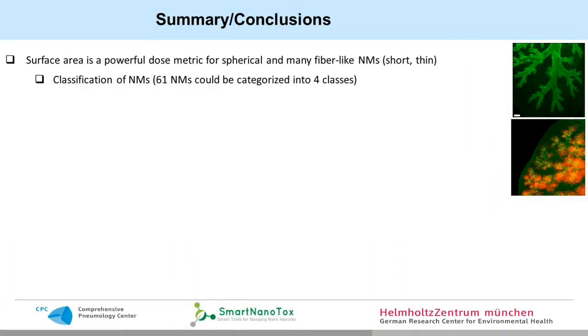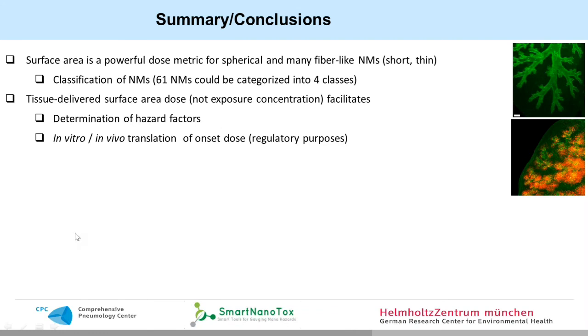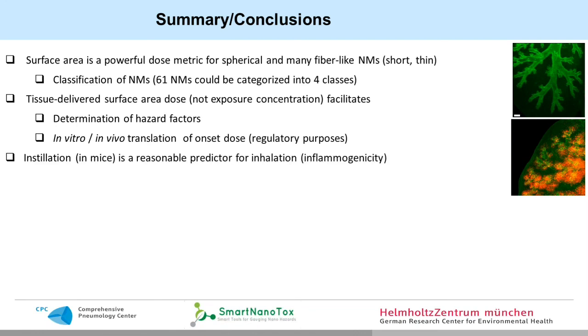So in summary, surface area is a powerful dose metric, not just for spherical, but also for many fiber-like nanomaterials. If you do it based on this dose metric, many of the materials just look alike in terms of inflammagenicity. And the delivered surface area dose facilitates the definition of hazard factors. We had these 4 different hazard classifications based on hazard factors. And once you have the tissue delivered dose, you can also translate from in vitro to in vivo onset doses, which is what we need for regulatory purposes.